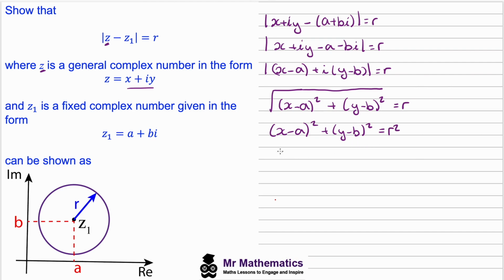So we can see then that the centre of this circle will be at a, b, and it will have a radius of r. This is exactly what we've got here. The centre of a, b and a radius of r. So this circumference represents all the points that are true for this equation.